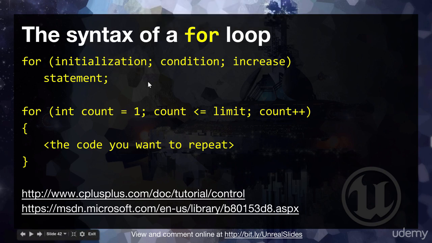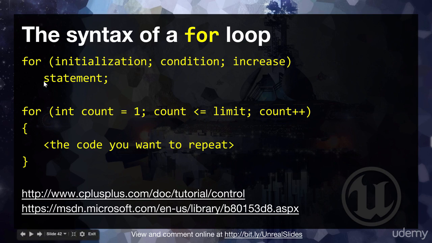So for some initialization, I'm going to create an integer counter, and I'm going to start it with a value of 1. So for int count equals 1, for example. Semicolon, it's just how it works. Then the condition. So the condition that you want to adhere to is that the count is less than or equal to some limit, which may be 5 in our case. Then how do you increase the counter? Well, count plus plus. Count plus plus is a shorthand way of saying count equals count plus 1. It just adds 1 to the counter. And then the code you want to repeat.